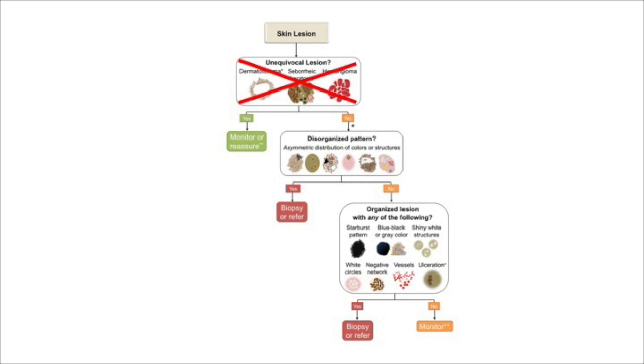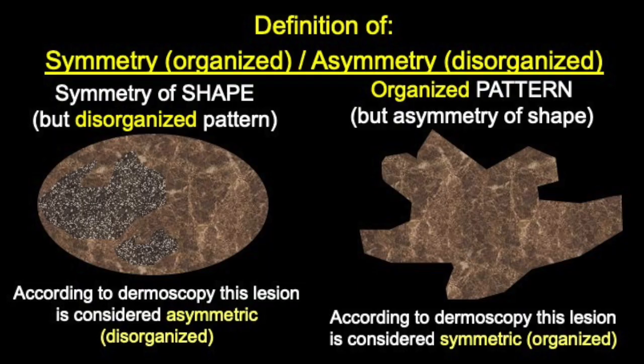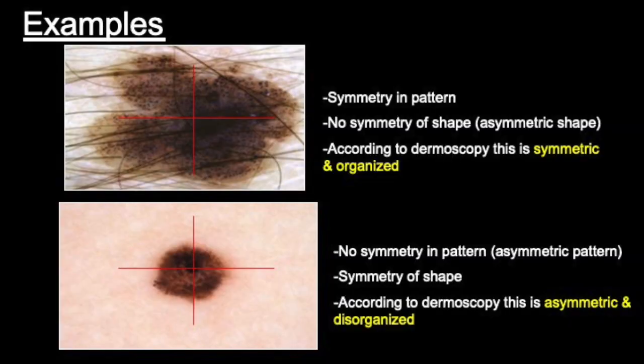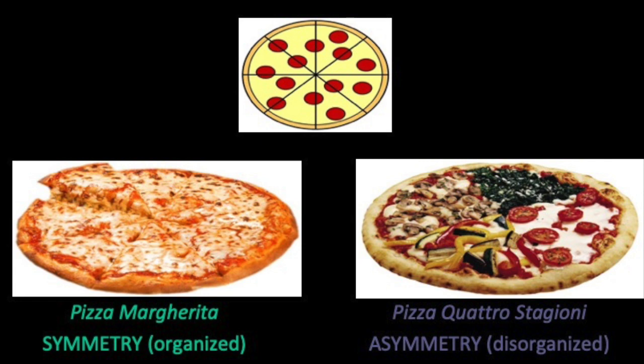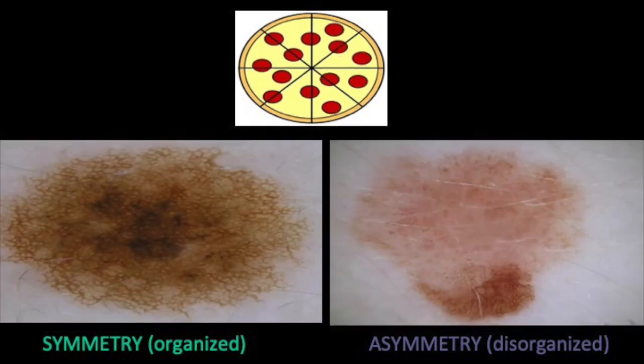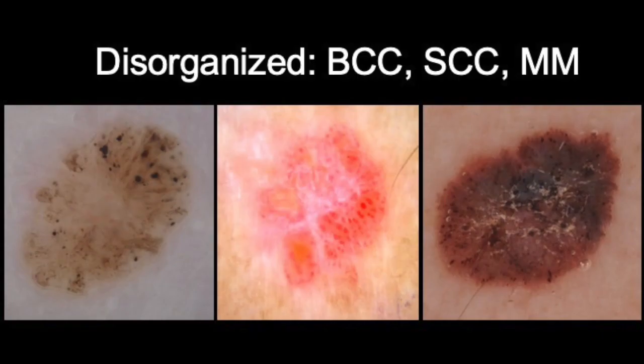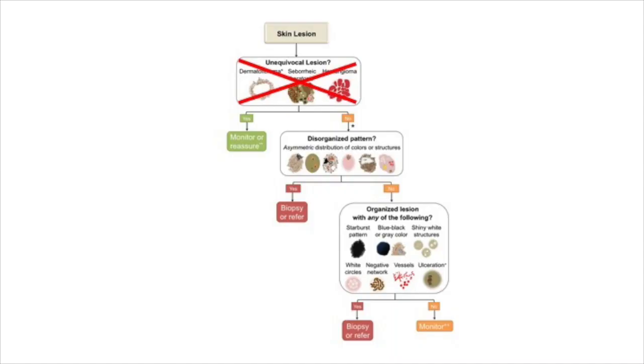So far, easy, yeah? Disorganized under dermoscopy means not the silhouette, but the content. This is disorganized, this is organized. The top lesion is organized, the bottom is disorganized. The pizza on the left is organized, the pizza on the right is disorganized. The nevus on the left is organized, the melanoma on the right is disorganized. The basal cell is disorganized, the squamous cell is disorganized, the melanoma is disorganized. If it's disorganized, it gets removed.